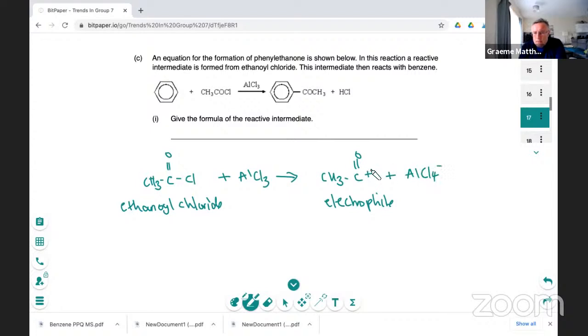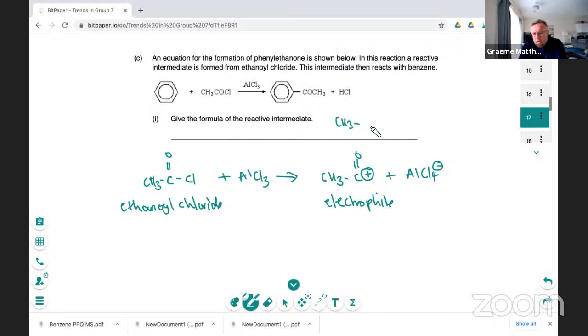It's easy to keep track of: positive, minus, or you just take off the chlorine in your mind, thinking it's just a good leaving group. We went over the mechanism of this in the previous lesson. So the form of the reactive intermediate would be this, and I'm just going to write this down.